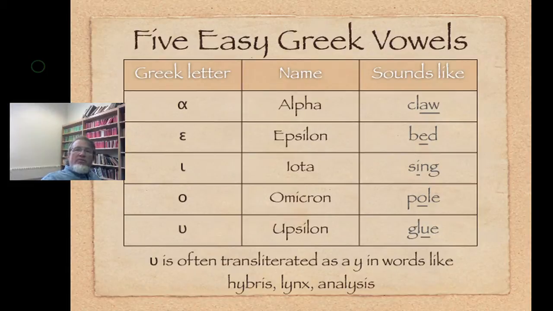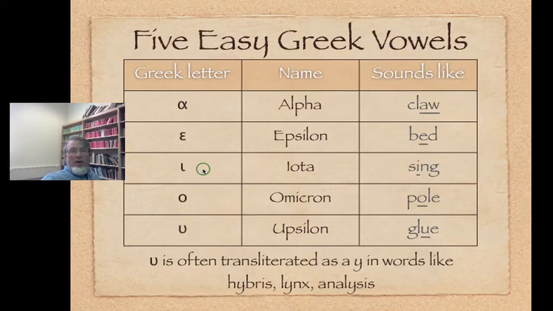Here are 5 easy Greek vowels. Greek has vowels, right? And here you go. They're like ours. That even looks like an A, pretty much. It's pronounced ah, as in claw. It's alpha. And this, no surprise, is an eh, as in red or bed.